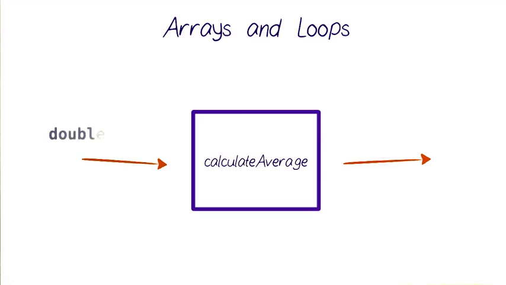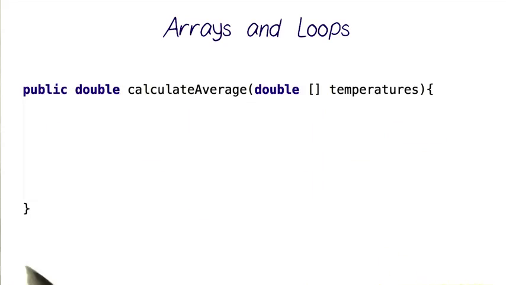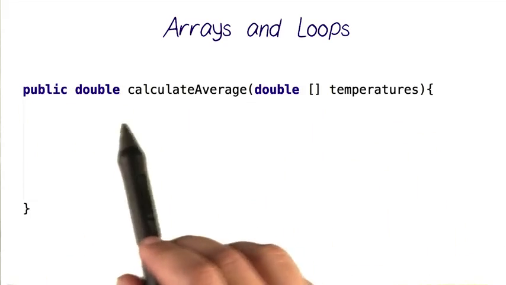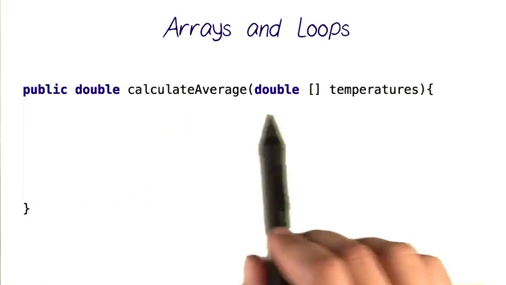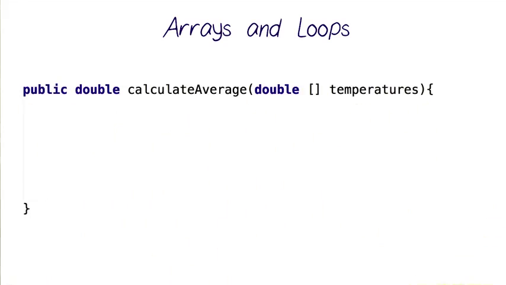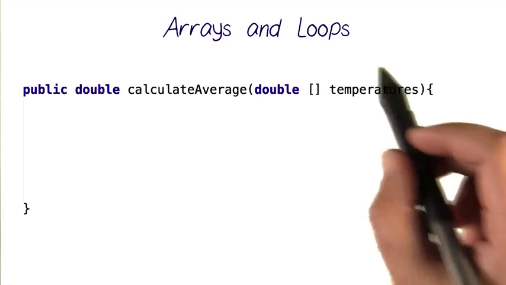It will take in an input of an array of doubles, and it would return a single double, which is the average value of all the doubles in the input array. So our function definition would look something like this: public double calculateAverage, and a parameter of an array of doubles, which is called temperatures.